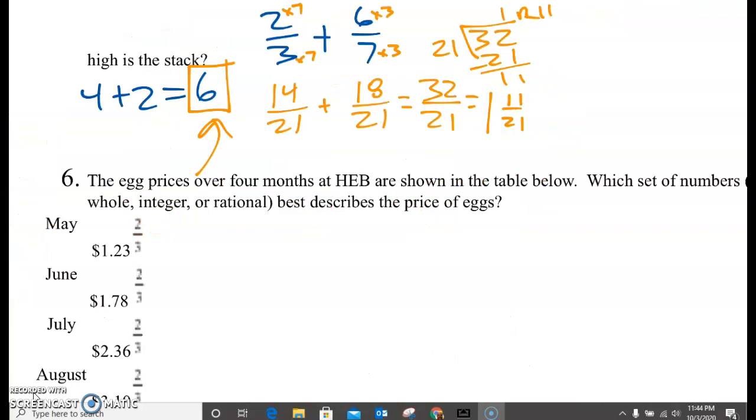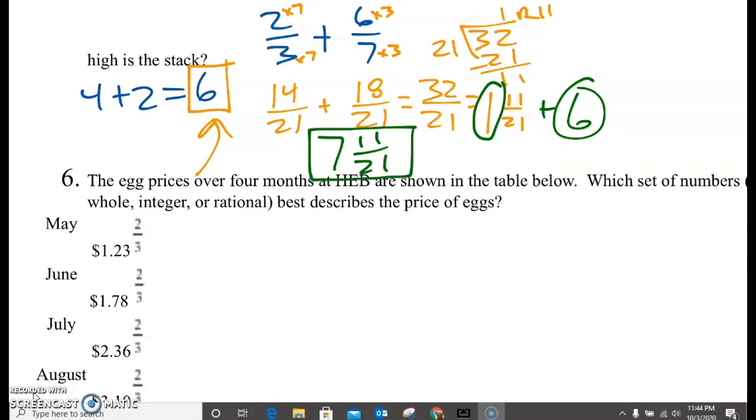However, don't forget that 6 over there, the 6 wholes that we already had, that we need to add on top of the 1 and 11/21. So how many wholes do we have now? We have 7 whole items and a remainder of 11 out of 21. Okay?